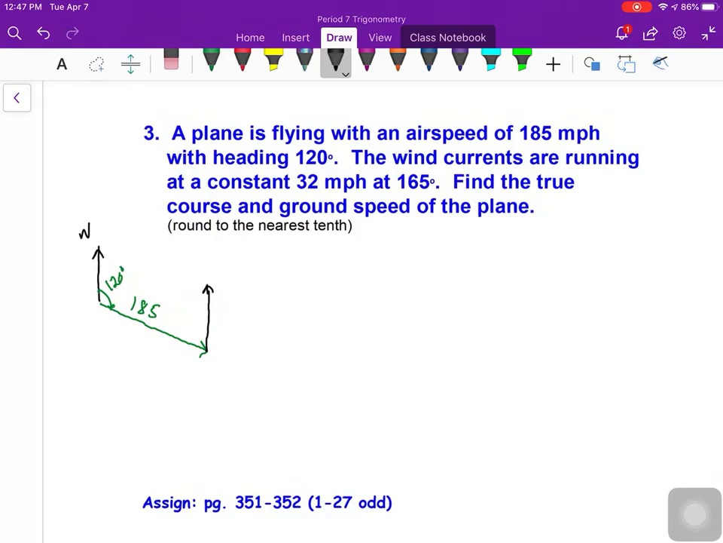And now we have wind acting upon this. So I'm going to draw a new north line right here at the head of this vector. And the wind is in the direction 165 degrees. 180 would be straight down, so 165 is going to be not quite straight down. Now I made it considerably shorter than the green one, and the reason is the magnitude here is only 32 miles per hour.